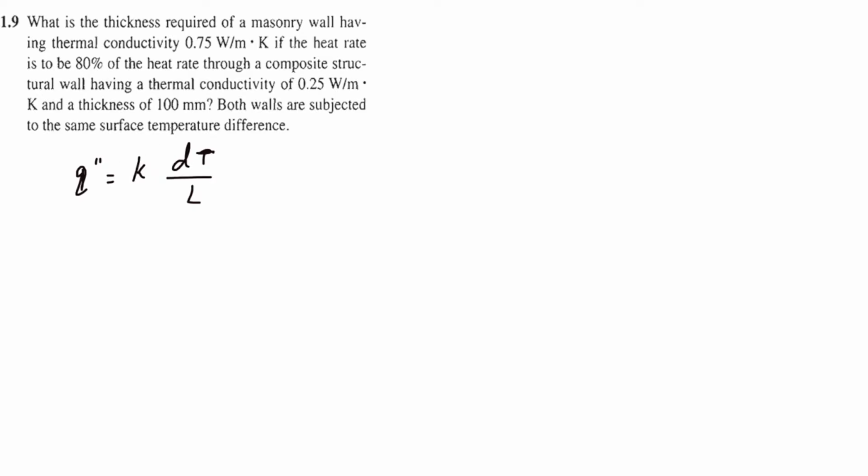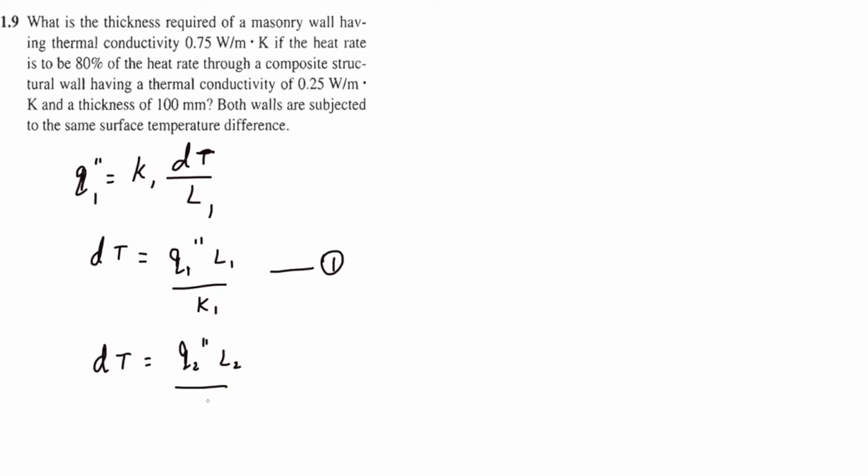So here, let's consider the first surface as q1 in everything. So q1, k1, L1, and dT is going to be the same. So I rearrange this in terms of dT, which is going to give us q1 double prime L1 divided by k1. Let's call this equation number 1. And then we know the temperature difference is the same for the other one also, so another equation we're going to have is q2 double prime L2 over k2. Let's say equation number 2.